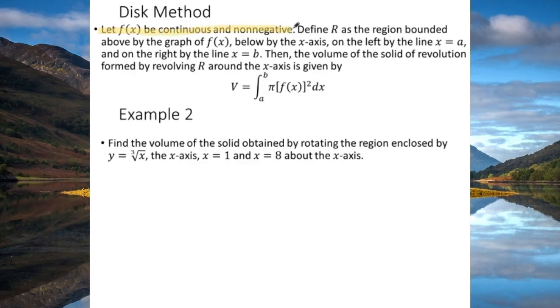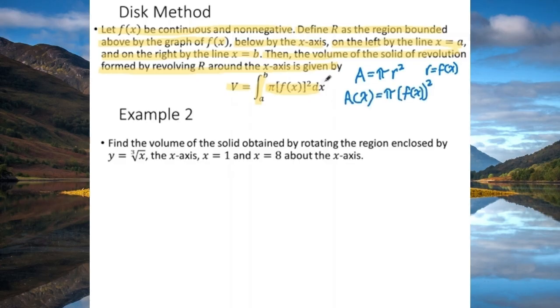We're going to let f of x be continuous and non-negative, and we're going to define R to be the region bounded above by the graph of f of x, below by the x-axis, on the left by the line x equals a, and on the right by the line x equals b. Then the volume of the solid of revolution formed by revolving R around the x-axis is given by V equals the integral from a to b of pi times f of x squared. The reason for this formula is, as we saw in the previous slide, our cross sections are circles. The area of a circle is pi r squared, and the radius would be the function value, since the x-axis is the center and f of x would form the outside of the circle. So our area function would be pi times f of x squared.